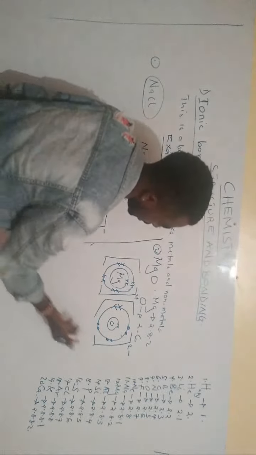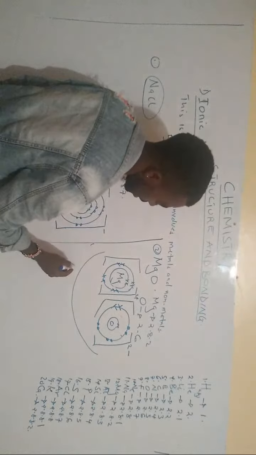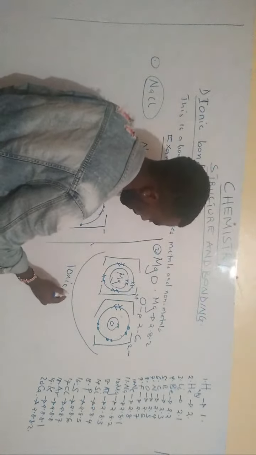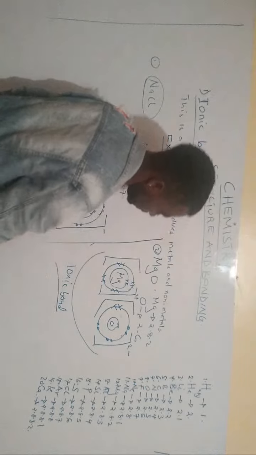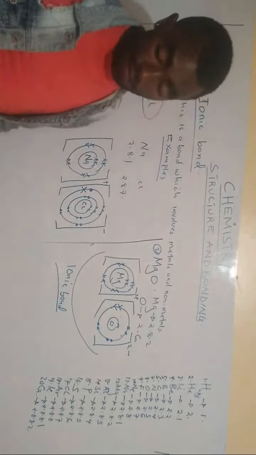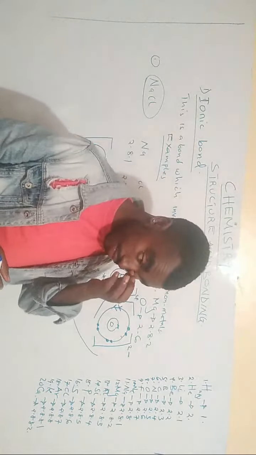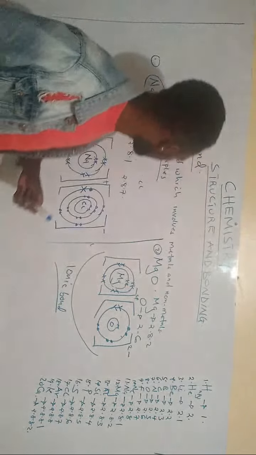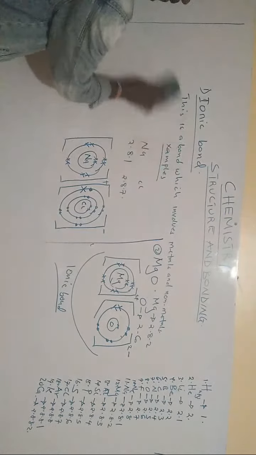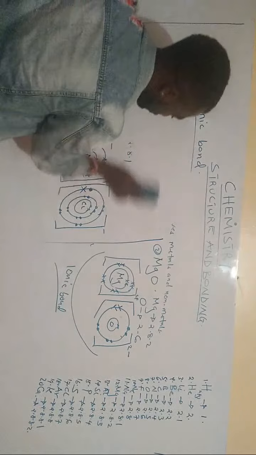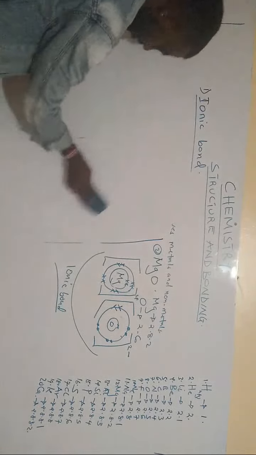These are cations, and these are anions. Now this is an ionic bond. It is as simple as that, students. The next bond we are going to look at is the dative bond, what we call the coordinate bond.